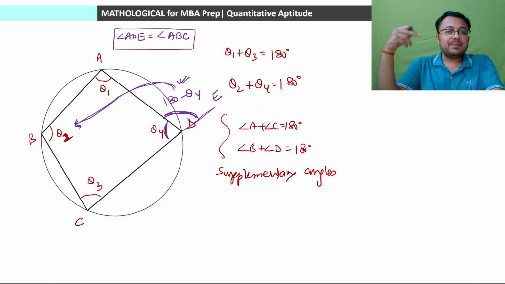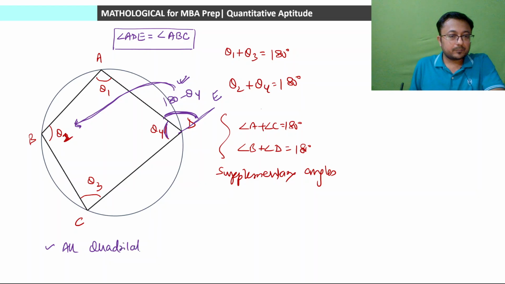Okay, and same as we discussed for a circle, every triangle has a circumcircle, but every quadrilateral does not have a circumcircle. All quadrilaterals do not have a circumcircle.